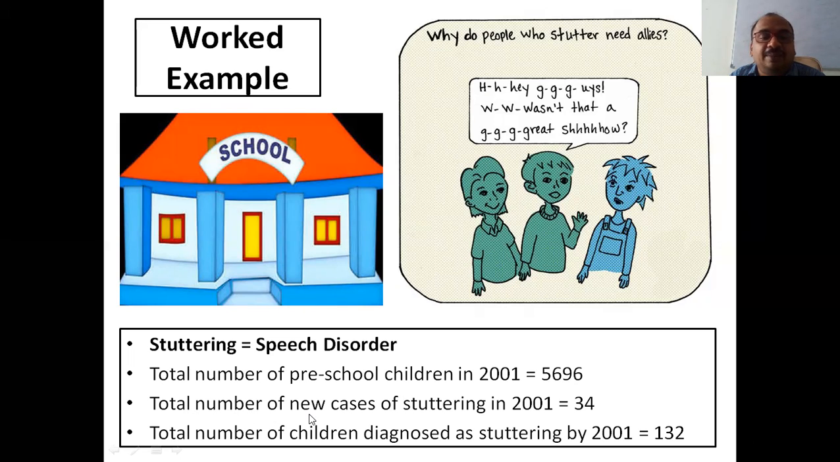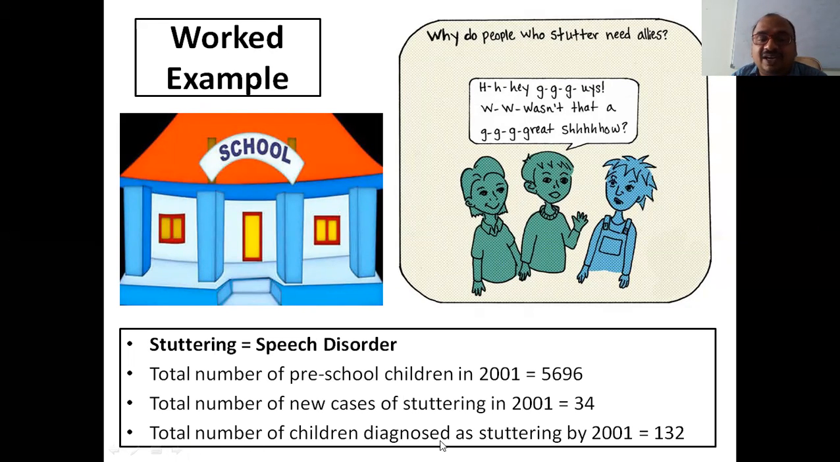Next is total number of new cases. New, in the year of 2001. Stuttering in 2001, 34 new cases have joined the children. They have a problem of stuttering.